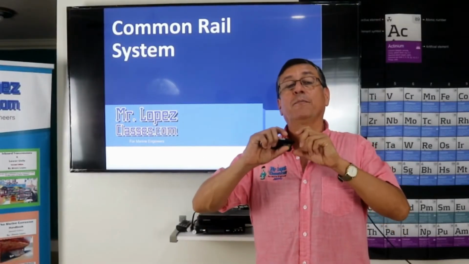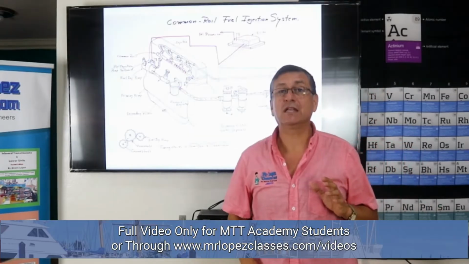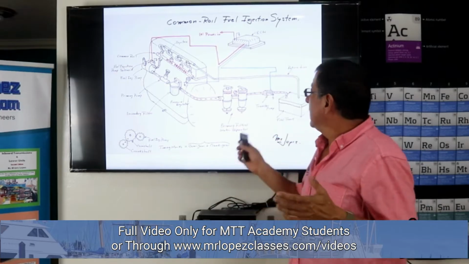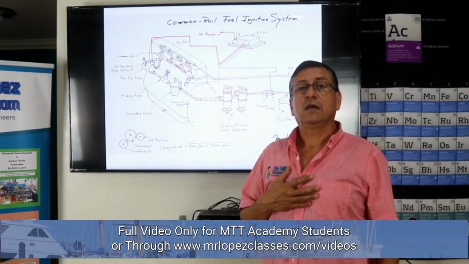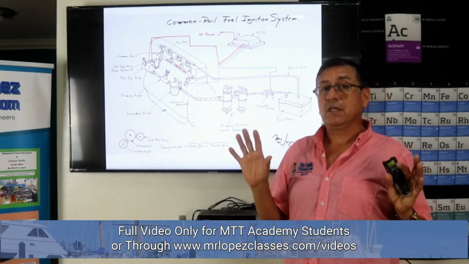The common rail has pressure all the time. For that reason, the pressure regulator on the fuel injection pump is very, very important. This is a schematic of the electronic common rail fuel injection system. We are going to refresh quickly the process.